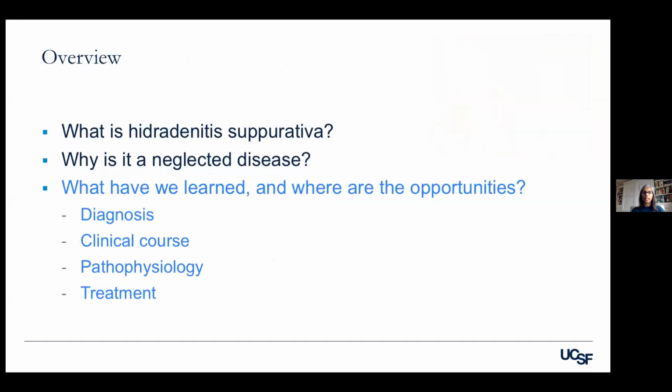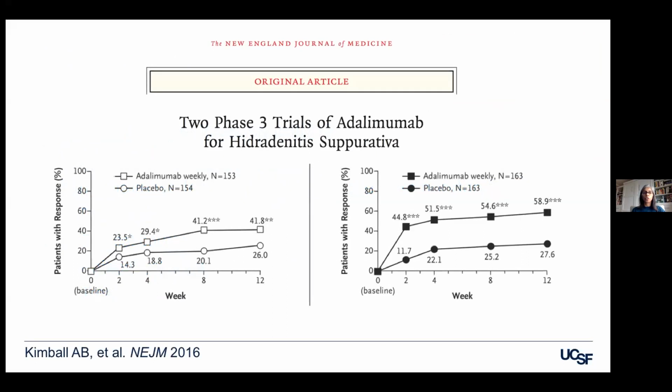The last area that I'm going to touch upon today, where there's an urgent need for generation of new knowledge, is in the treatment of HS. As I mentioned earlier, there's just one FDA-approved treatment for HS, and that is adalimumab. And while having some treatment option is certainly better than having no treatment options, adalimumab is really not uniformly effective for HS. In phase 3 trials published in the New England Journal of Medicine, this was a pair of phase 3 trials that were reported in one paper.